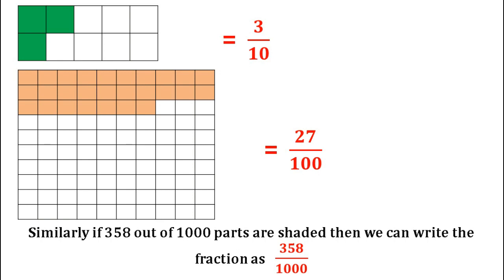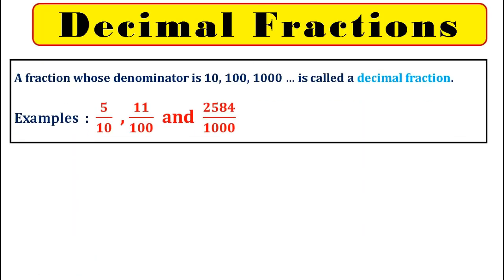Let us now look at the definition of decimal fraction to understand this concept more clearly. Thus, a fraction whose denominator is either 10, 100 or 1000 is called a decimal fraction. Examples of some decimal fractions are 5 by 10, 11 by 100 and 2584 by 1000. So, how do we represent these decimal fractions as decimal?